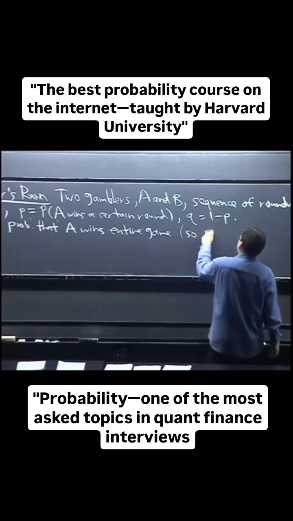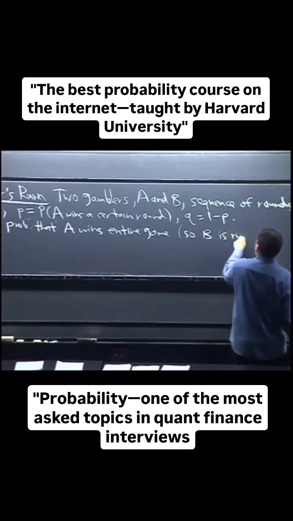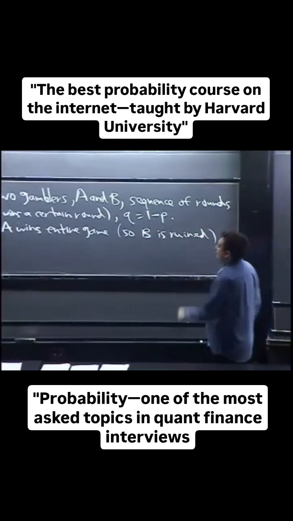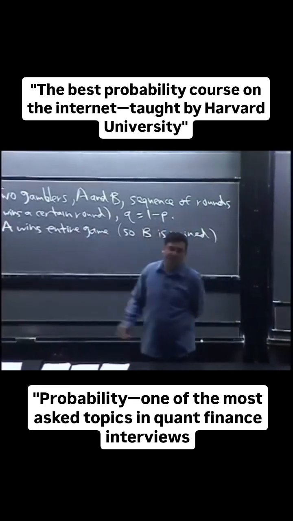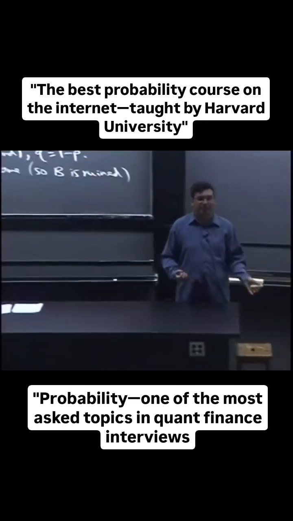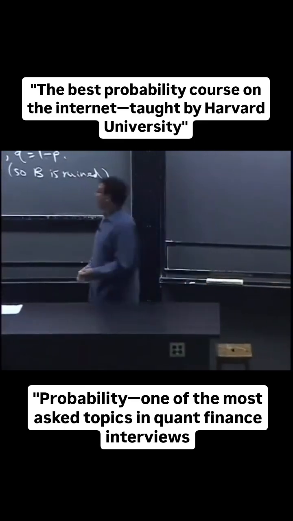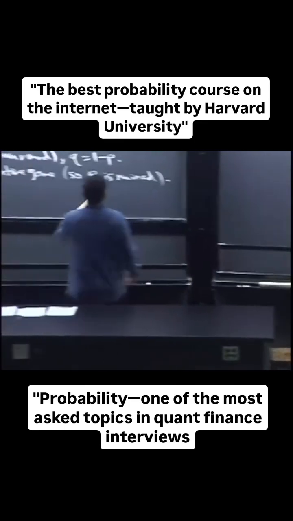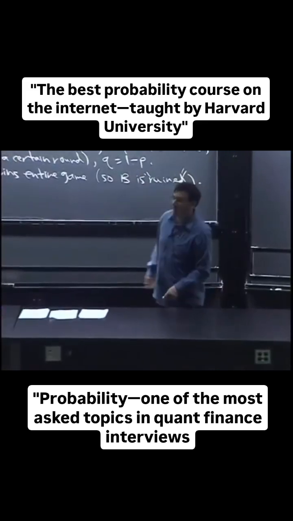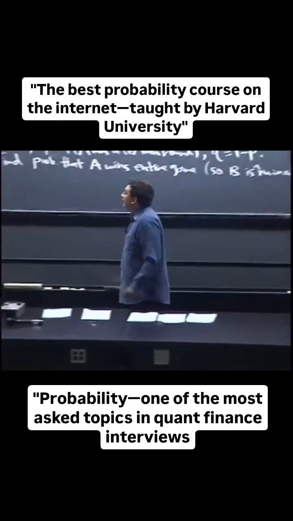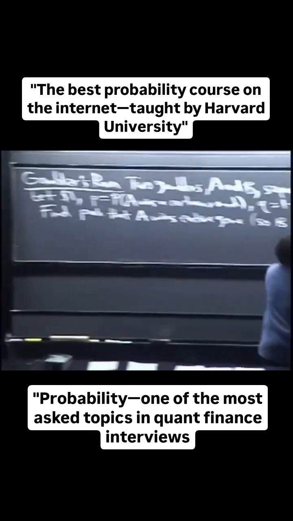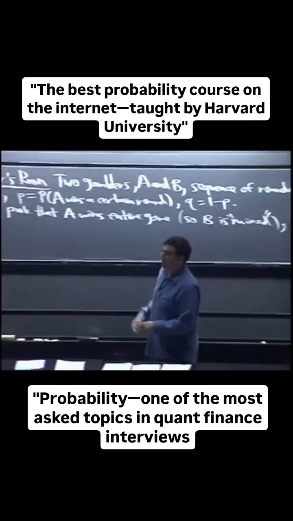So B is ruined, we would say. Or we could ask the other question, what's the probability that A gets ruined? Okay. But of course, if we can do one of those problems, we can do the other one in the same way. Okay? I'll put ruined in quotes. Ruined means bankruptcy.